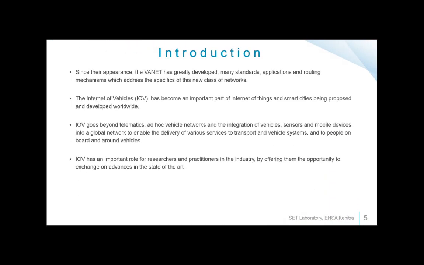Since their appearance, the VANET has greatly developed, with many standards, applications, and routing mechanisms which address the specifics of this new class of networks. And the Internet of Vehicles has become an important part of the Internet of Things and smart cities being proposed and developed worldwide. Thus, IoV goes beyond telematics and ad hoc vehicle networks, integrating vehicle sensors and mobile devices into a global network to enable the delivery of various services to transport and vehicle systems and to people on board and around vehicles.